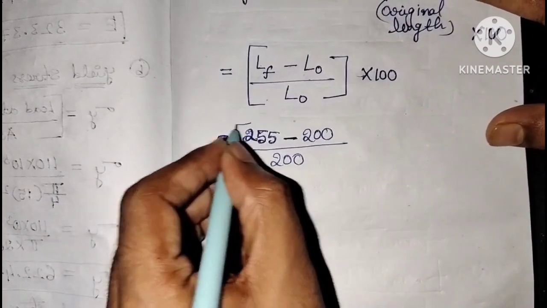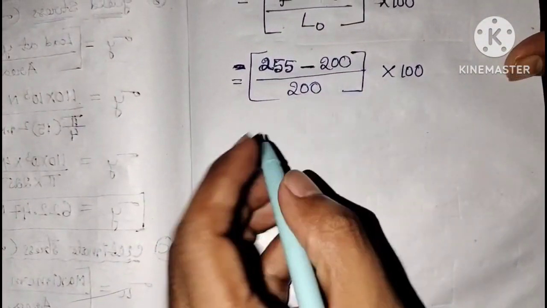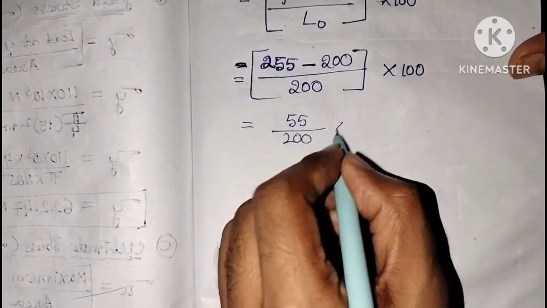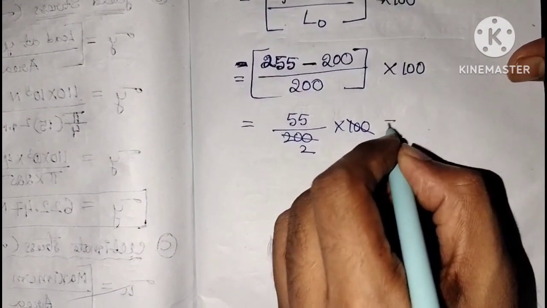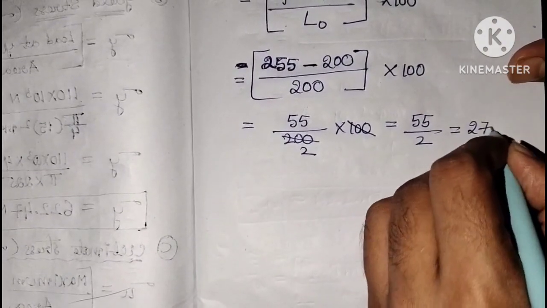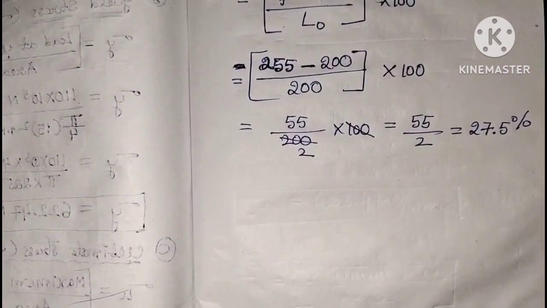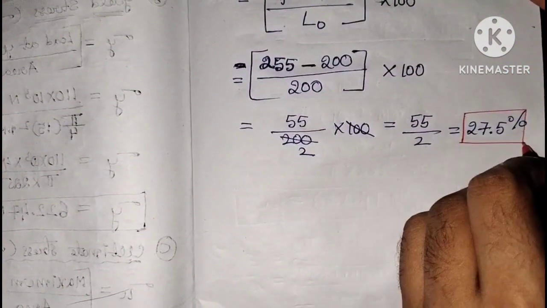So 255 minus 200 is 55. 55 by 200 into 100. 100 ones, 100 twos, so 55 by 2, which is 27.5 percentage. This is the percentage of elongation.